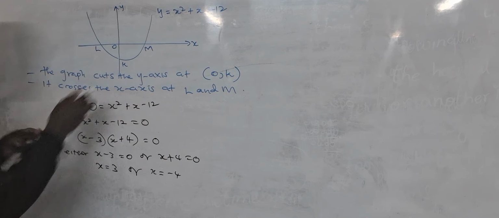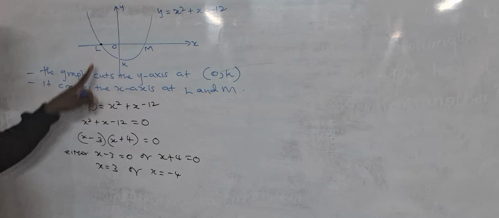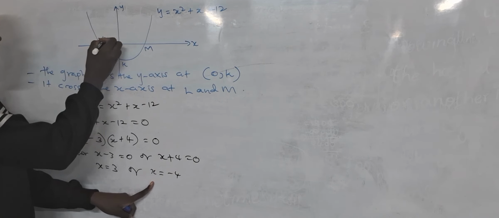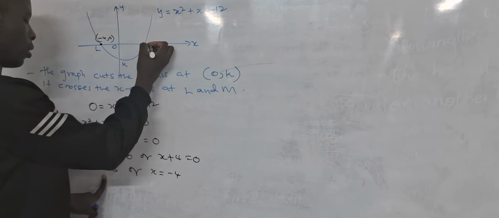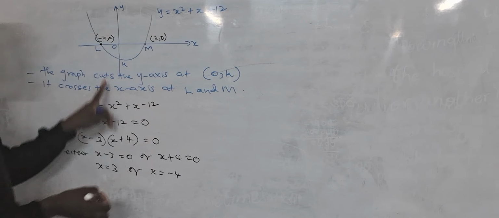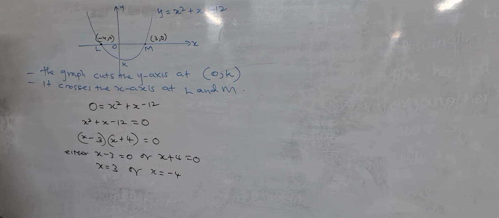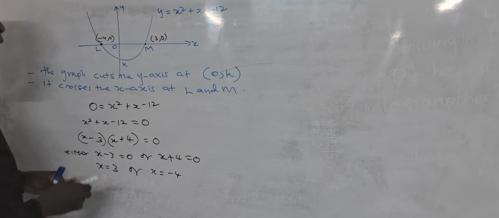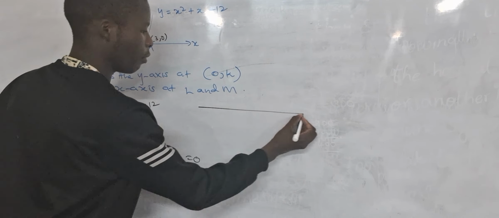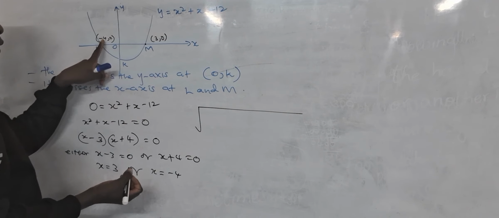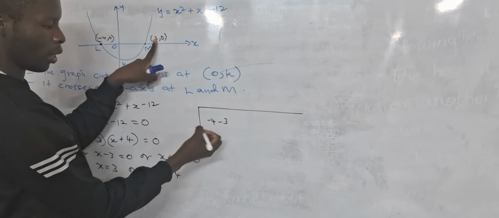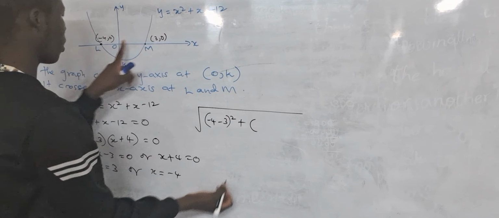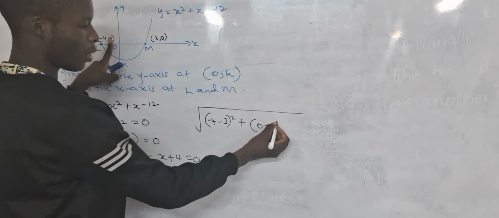So actually here, the coordinates of L is (-4, 0). The value of y is 0. And the coordinates of M is (3, 0). Now the question is asking you to find the length of LM. So how to find the length now? The length of LM is given by the square root of (-4 minus 3) squared plus (0 minus 0) squared.